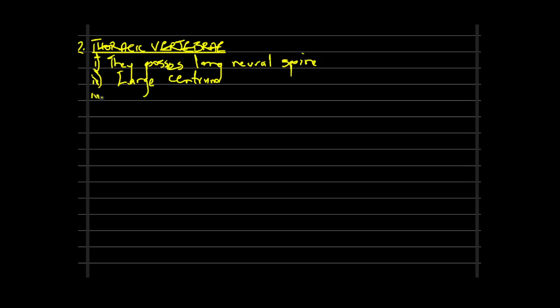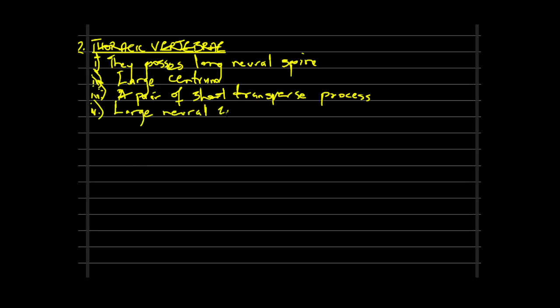And number 3, it has a pair of short transverse processes, and there is a large neural canal and neural arch. So these are some of the characteristics of the thoracic vertebrae.